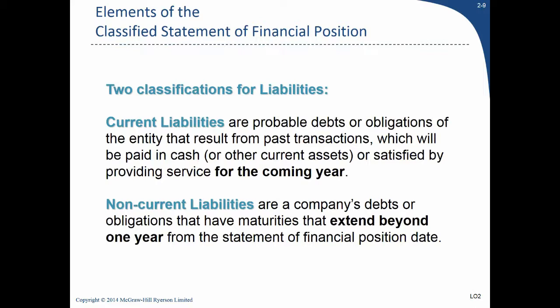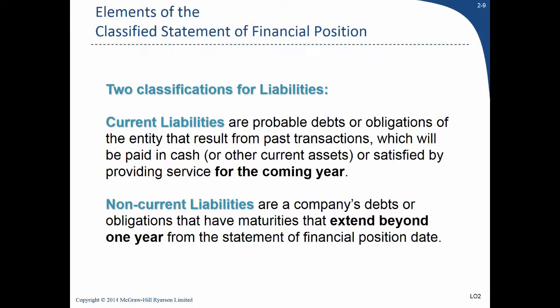So that was the asset side. Liabilities, very similar concept. It's just on the other side of the balance sheet. There's current and there's non-current. Current liabilities are those which we expect to settle in the next year. Okay? Accounts payable is a good example of this.